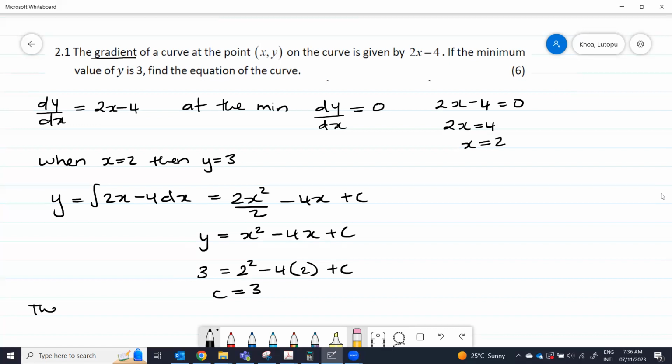So the equation is y is equal to x squared minus 4x plus 3.